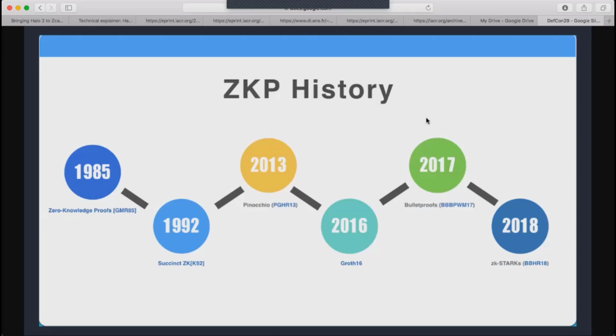And Pinocchio, which was conceptualized in 2013, is a milestone. It's a real breakthrough, because it has, for the first time in the history of probabilistic proof systems, made non-interactive proof systems really practically possible. Pinocchio was something that we can realize.